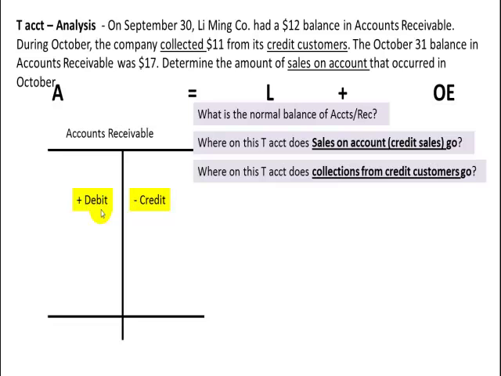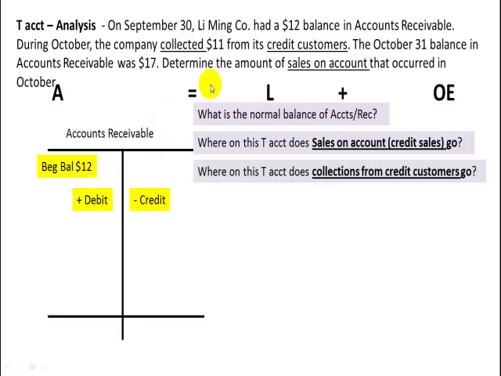Now, let's plug in some other things here. It said that on September 30th, which is really October the 1st, because this is an analysis for the month of October for this accounts receivable, we had a $12 beginning balance, and you have to assume that all these balances are normal unless told otherwise, and a normal balance of any asset account is going to be a debit because that's the way you increase the account.